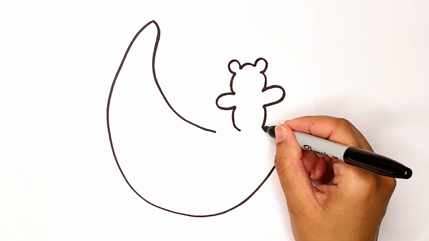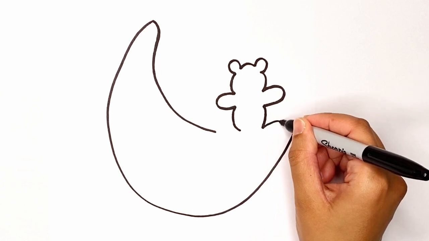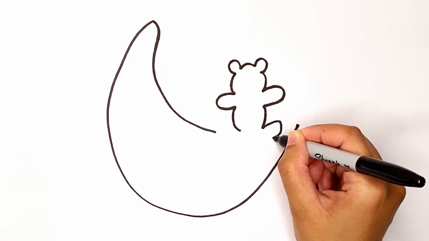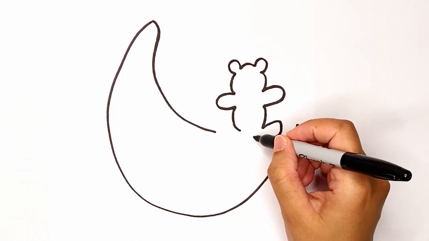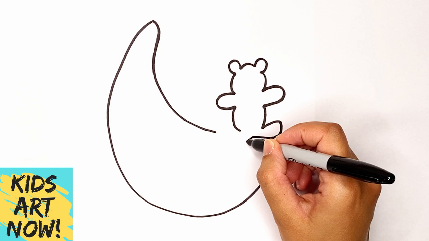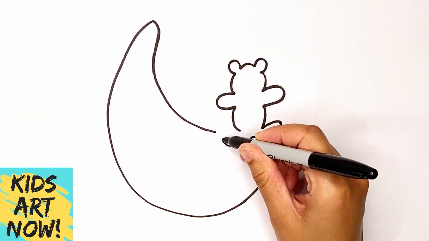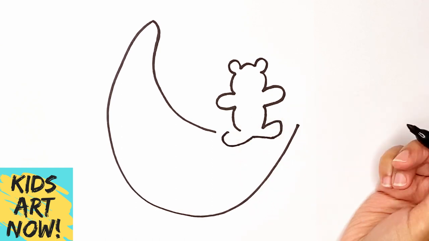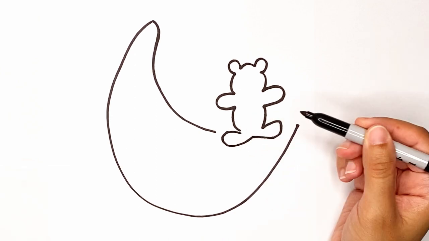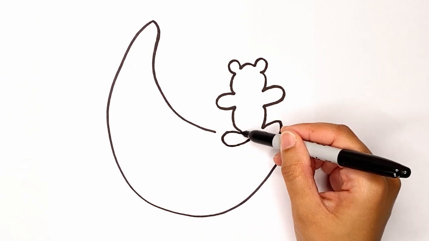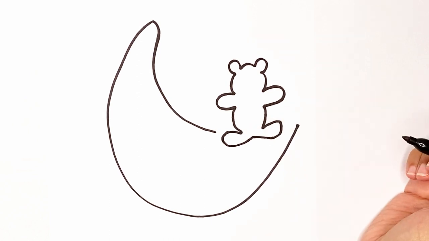We're gonna draw two legs that are kind of sticking out. So just like this. And then go up, and once you go up, we're gonna go back down and then draw another leg sticking out there, just like that, and then come back in and finish off your bear.